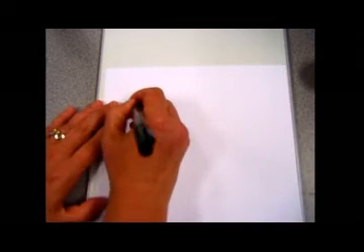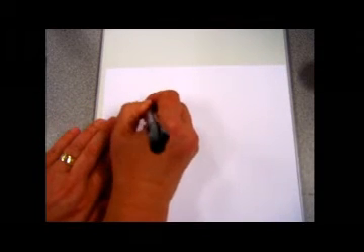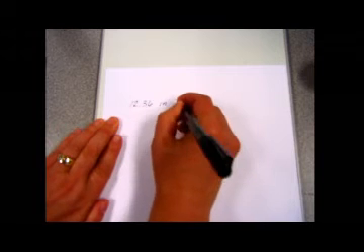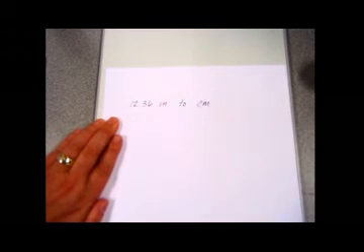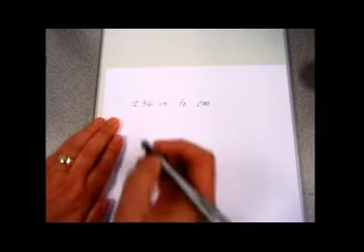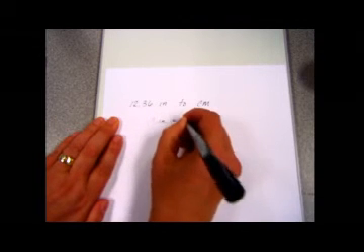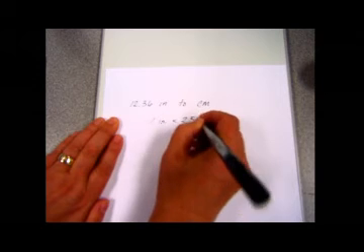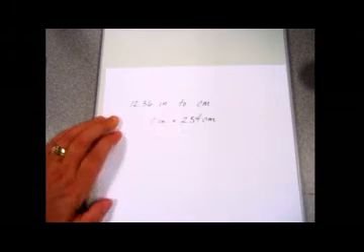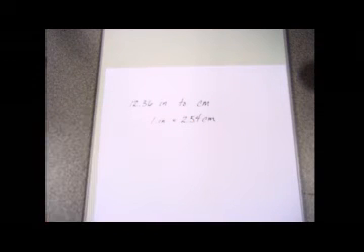To make sure we've got it, I'm going to convert 12.36 inches into centimeters. I've already told you the conversion factor for centimeters: 1 inch is equal to 2.54 centimeters. And that's a 1, all right?